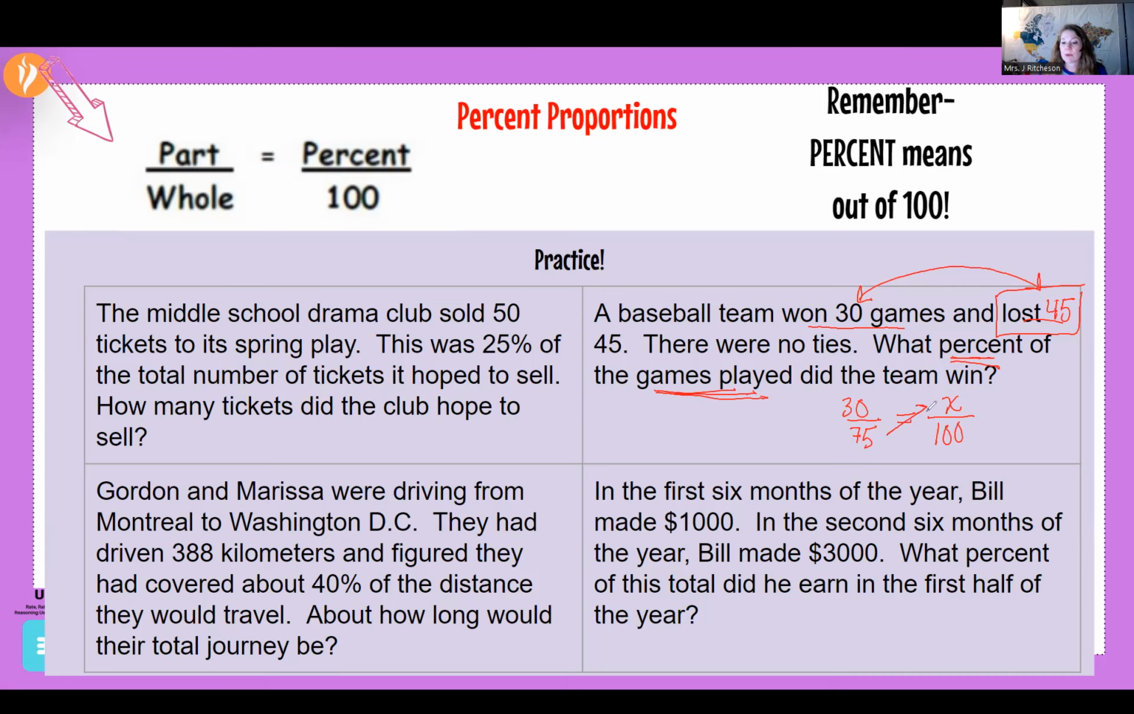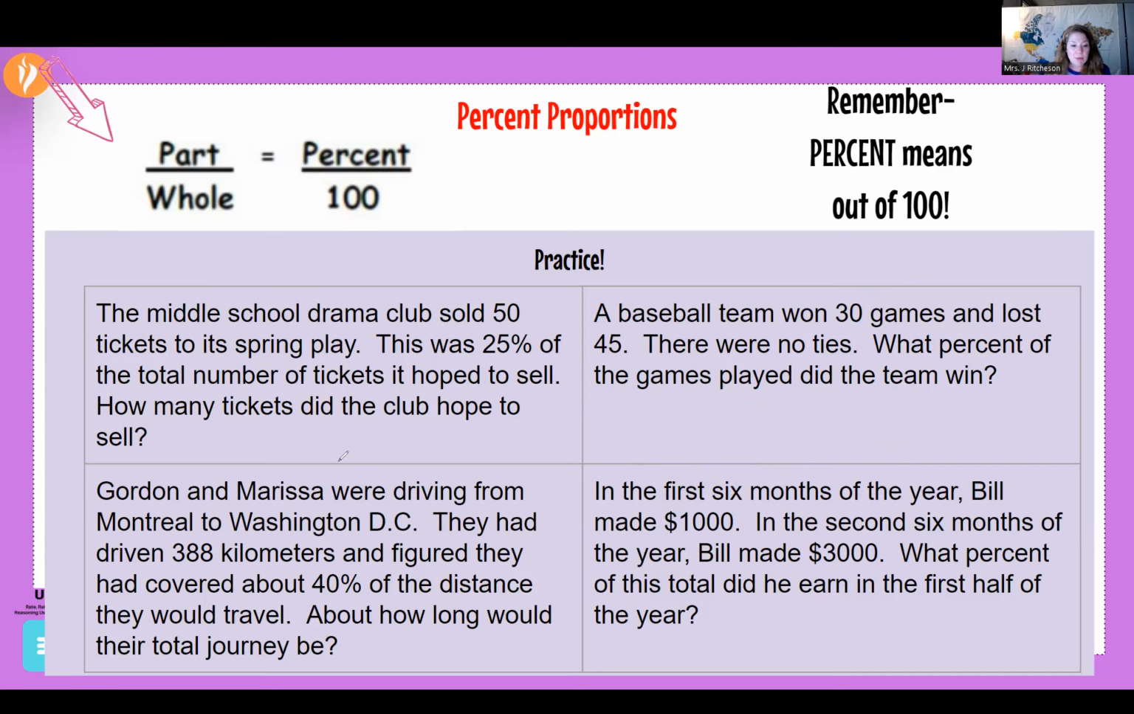All right, so we're going to cross multiply. 75 times x is 75x. 30 times 100 is 3,000. And now we divide by what's attached to the variable. So what is 3,000 divided by 75? 3,000 divided by 75 is 40. So they won 40%, because that's the question, what percent? And the answer is 40%. You got to read them carefully. That one's a little tricky.